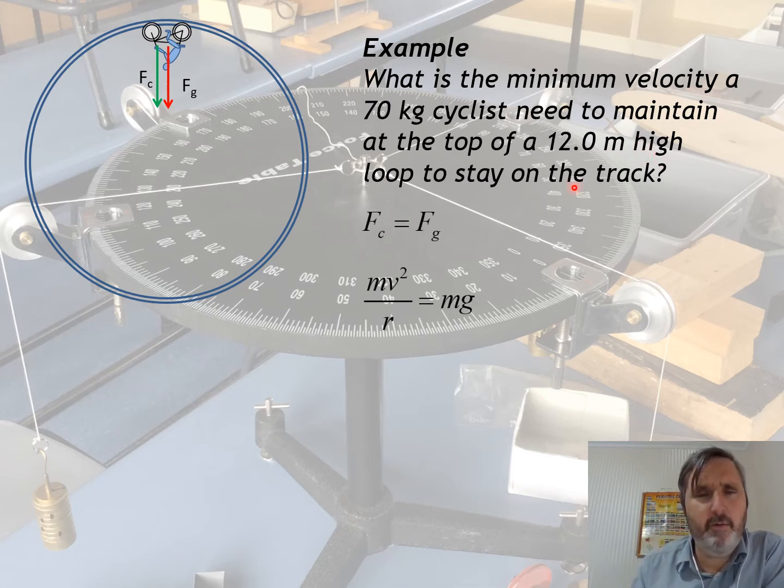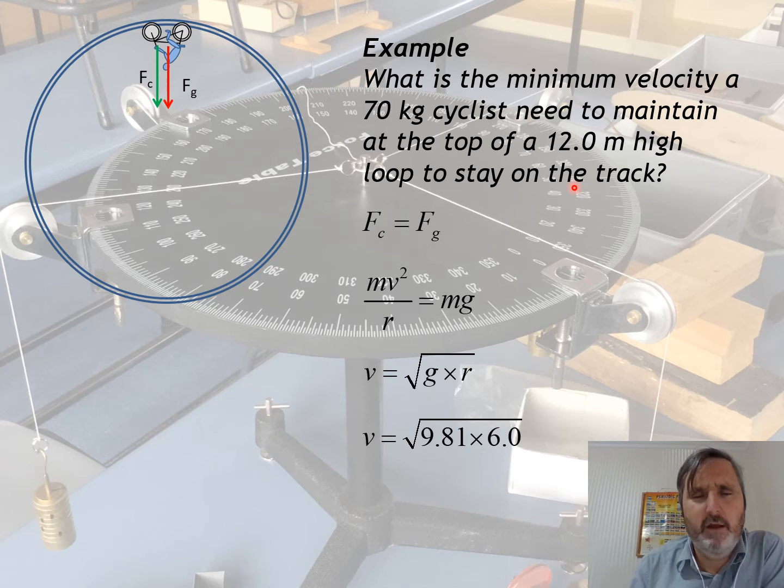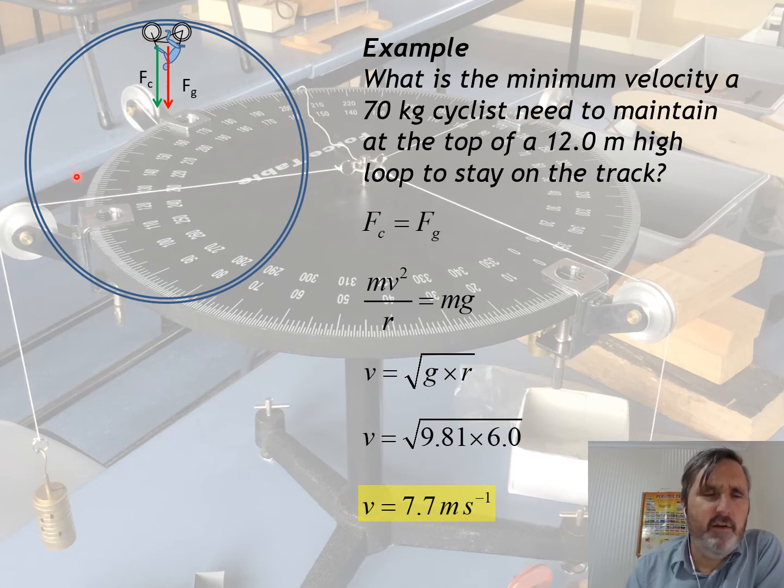Okay, so we derive, substituting the equation, we rearrange it, and now we put the values in. Now notice I've put the gravity in as 9.81, that's the gravity constant, and I've put the radius as 6 because we said the loop was 12 meters high, so the radius of the circle is 6 meters. And we get the value of 7.7 meters per second. That is the minimum speed that you have to get around this loop.